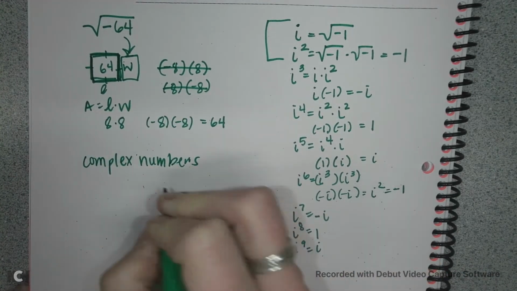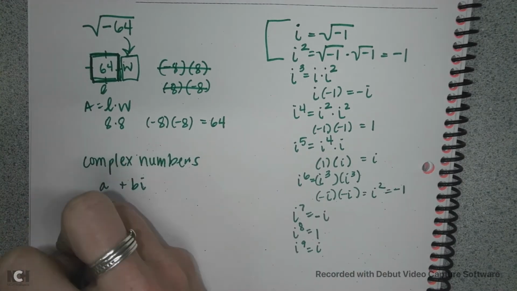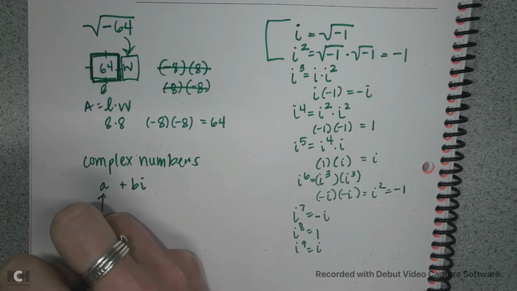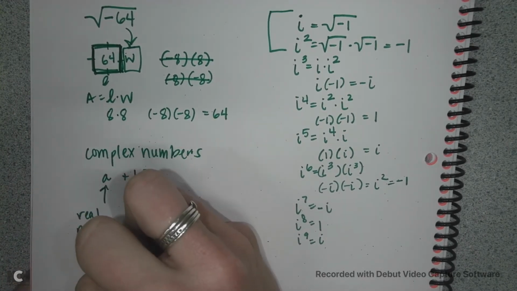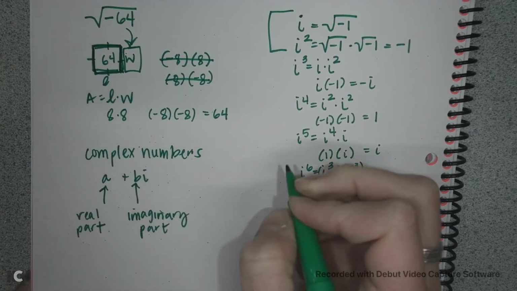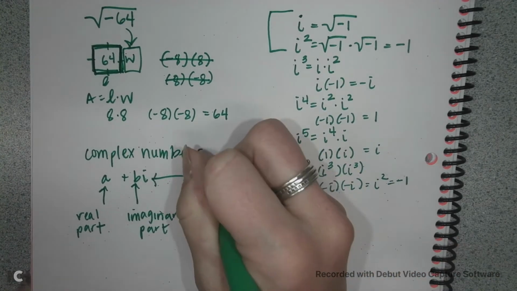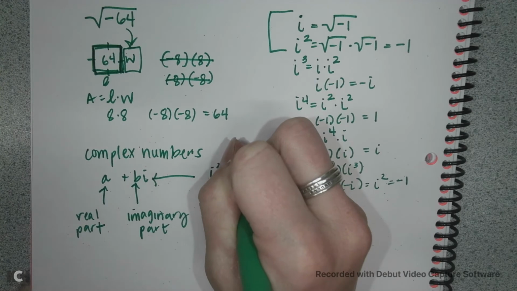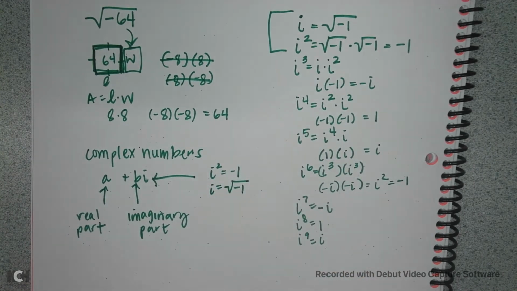And the way that we write them is we write a plus bi. So a, this is our real part, and b is our imaginary part. And i is, well, any variation of the i. So i squared is negative 1, and i is the square root of negative 1. Those are the two most important ones. Okay, so let's do some problems together.